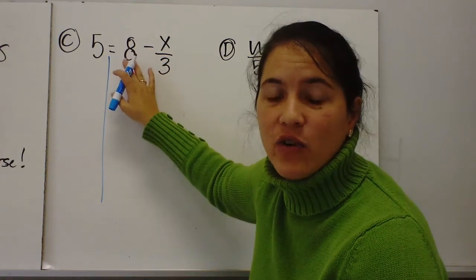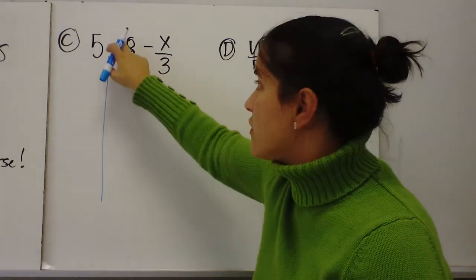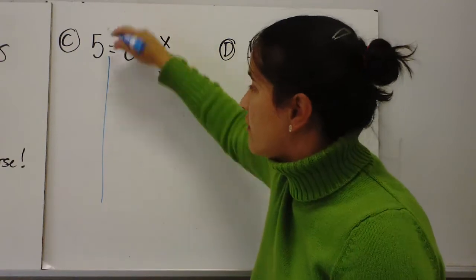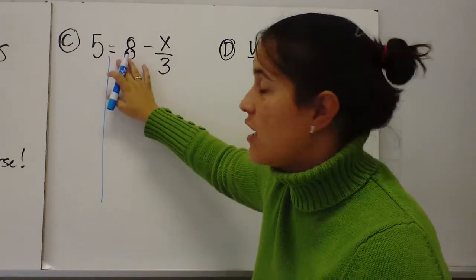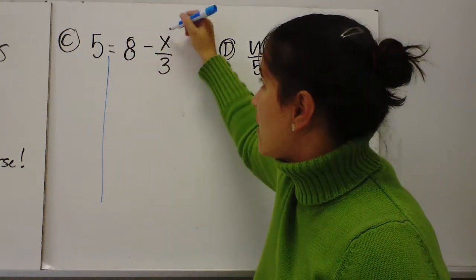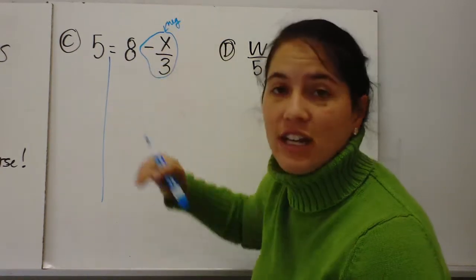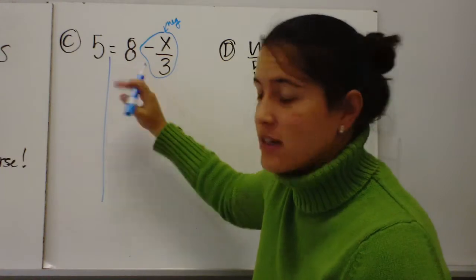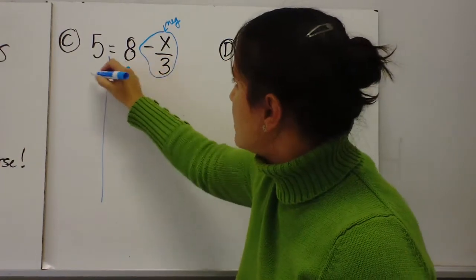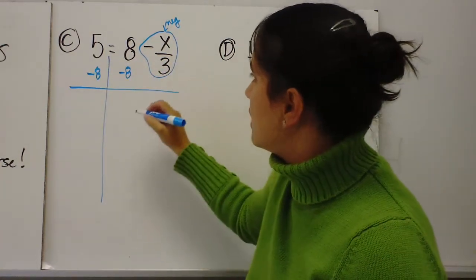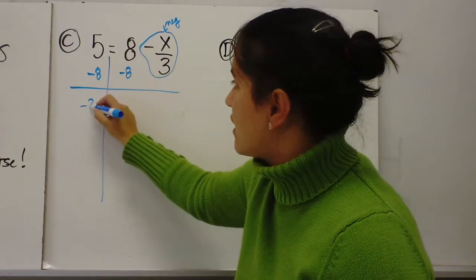Is this a positive or a negative 8? Hopefully you can tell this is a positive 8 because nothing's in front of it. You look at the sign in front of it. This is negative. So that is really a negative term, but the 8 is positive. So I'm going to minus 8 on both sides. And 5 minus 8 is negative 3.